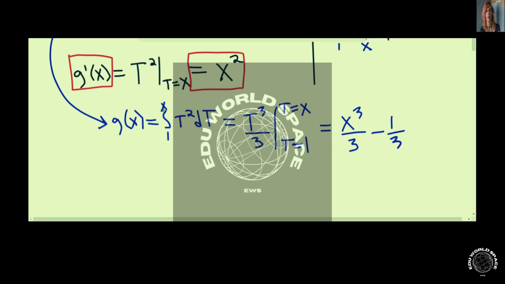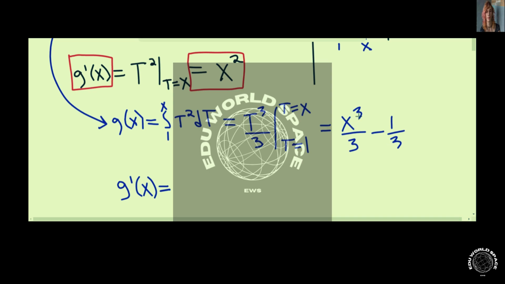G of x, okay, is the integral from 1 to x of t squared dt, but when we actually do that definite integral, we find out that g of x really is x cubed over 3 minus 1/3. Well, now we could find g prime of x simply by taking the derivative of this function. Since g of x equals x cubed over 3 minus 1/3, g prime of x will be the derivative of x cubed over 3 minus 1/3.